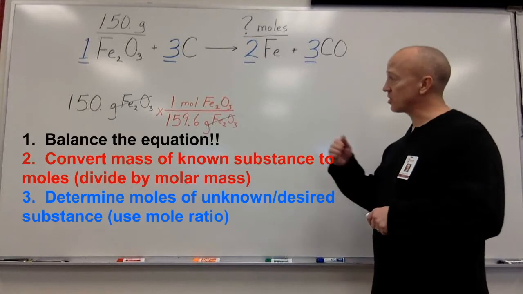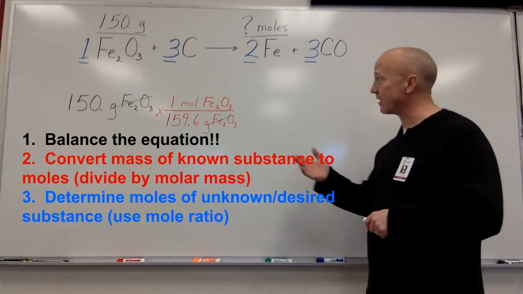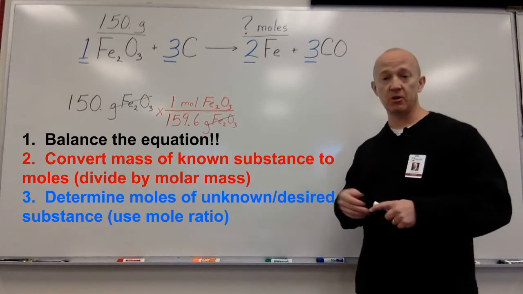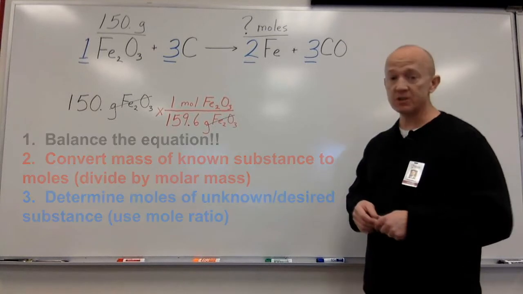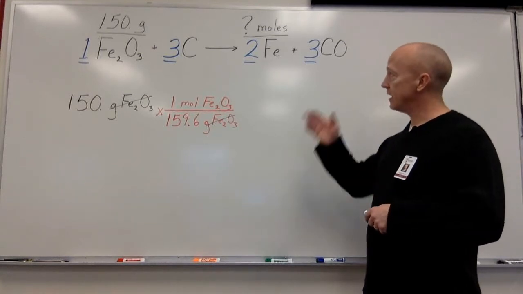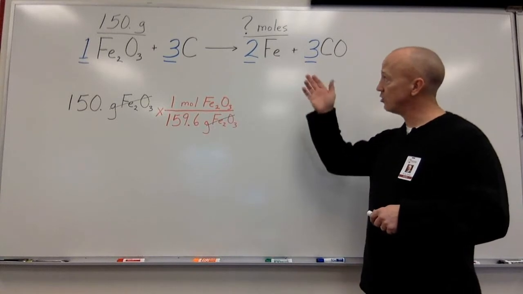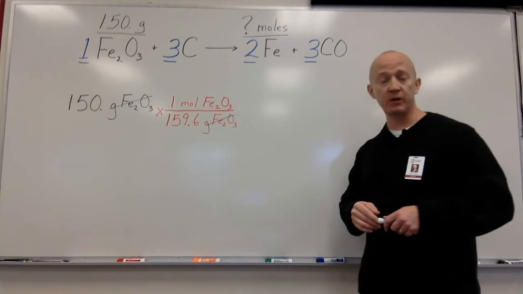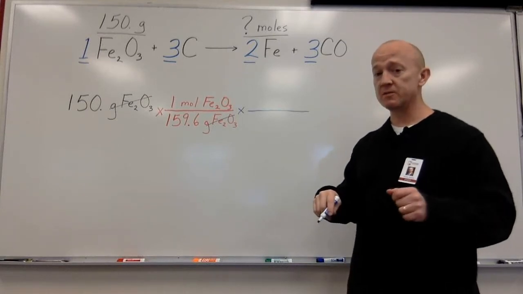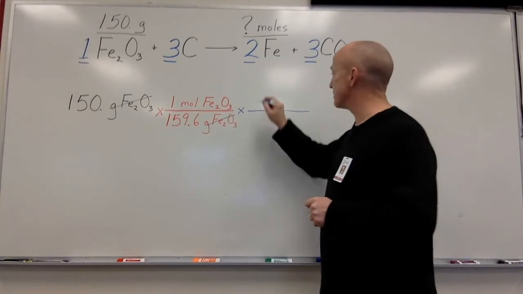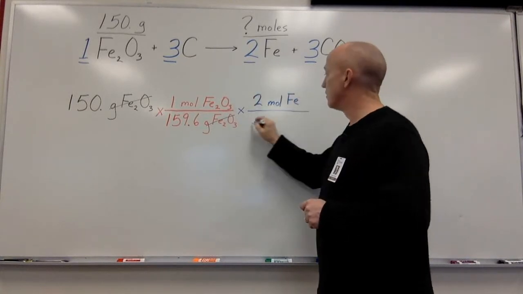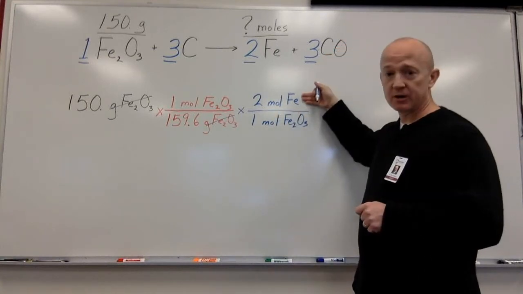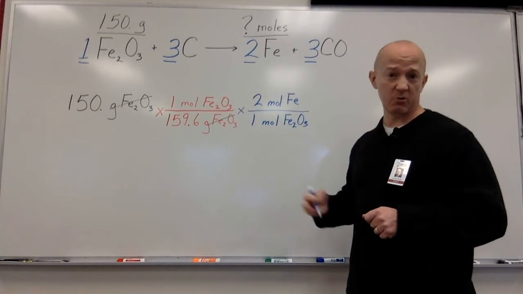My next step is to determine the number of moles of the desired substance or the unknown substance using my mole ratios, mole to mole conversion. What's the relationship between iron 3 oxide and the iron? It's a 2-to-1 relationship. I get 2 moles of iron for every 1 mole of iron 3 oxide. Now I'm saying it that way on purpose. I want the moles of my desired substance on top and the moles of my known substance on the bottom. This is the stuff I'm trying to find. This is stuff I'm getting rid of.